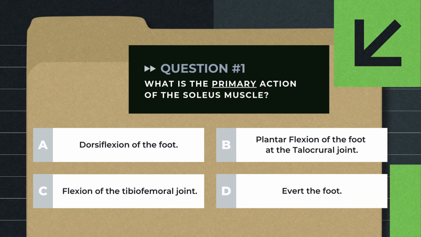What is the primary action of the soleus muscle? A. Dorsiflexion of the foot. B. Plantarflexion of the foot at the talocrural joint. C. Flexion of the tibiofemoral joint. D. Evert the foot.